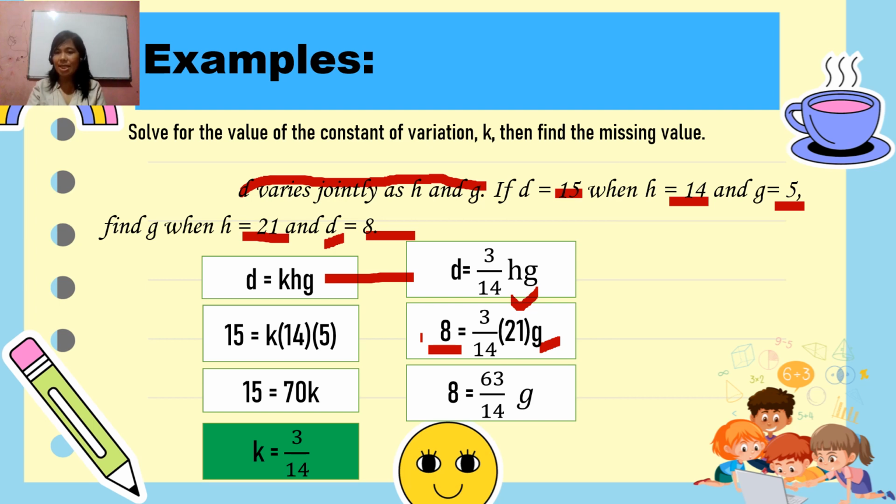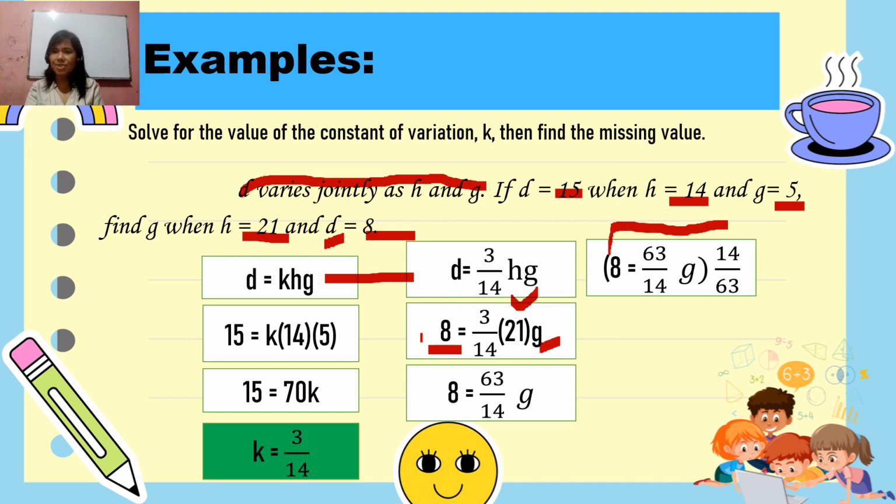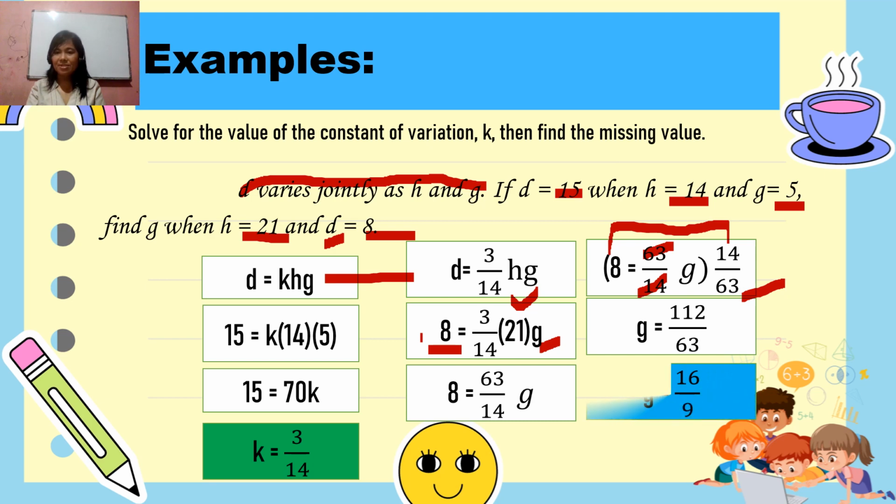Paano masasolve yung G? Baliktarin lang natin. Si 63 over 14, multiply natin both sides of the equation by 14 over 63. Okay? Yan. Tapos, yung dito, 8 times 14, tapos over 63. Yung dito naman, canceled na, so G na lang yung natira. So, 8 times 14 is 112. Divided by 63, so, yan, 112 over 63. And, siya na yung i-reduce mo into 16 over 9.